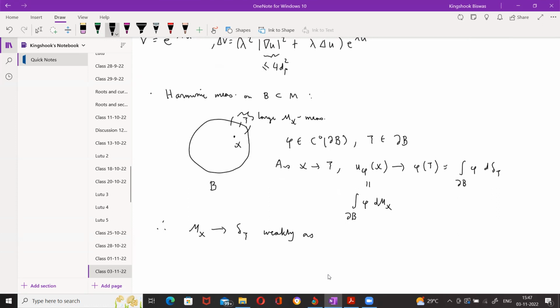Weak convergence means that when you integrate any continuous function with respect to the measures, those integrals converge. That's the definition of weak convergence. So this means that mu X converges to Dirac at xi weakly as X tends to xi. So these harmonic measures are converging to point masses, Dirac. That means most of the measure is getting concentrated near xi as you get closer to xi.